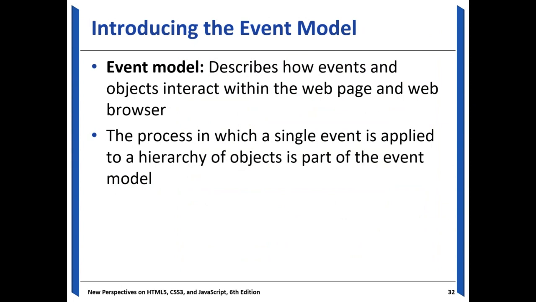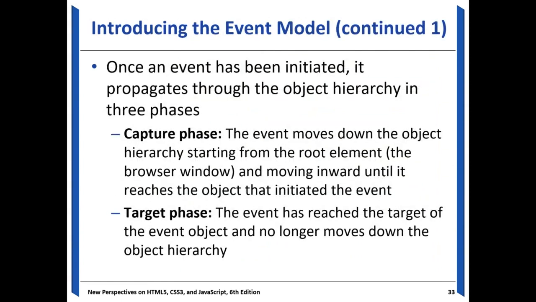An event model describes how events and objects interact within the web page and web browser. The process in which a single event is applied to the hierarchy of objects is part of an event model. Once an event has been initiated, it propagates through the object hierarchy in 3 phases.